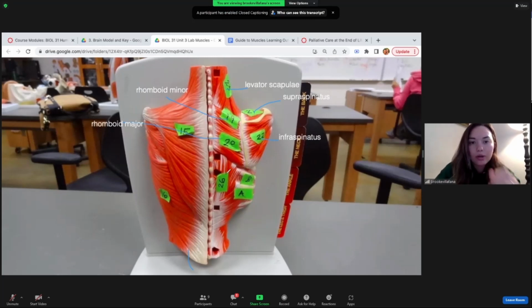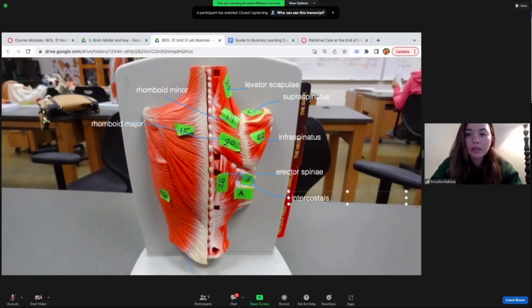Then you have your erector spinae. Like I said, it runs up and down, keeping the spine erect. Then we have our intercostal muscles. So B shows you guys the intercostal muscles. This is the only model where you guys can see the intercostal muscles. So intercostals right there in between the ribs, right?